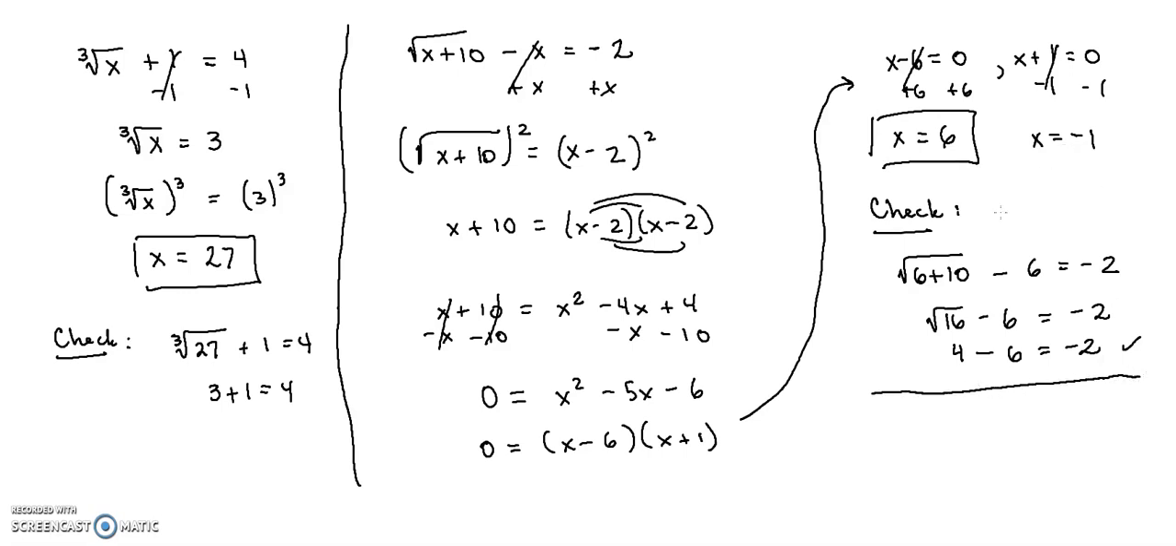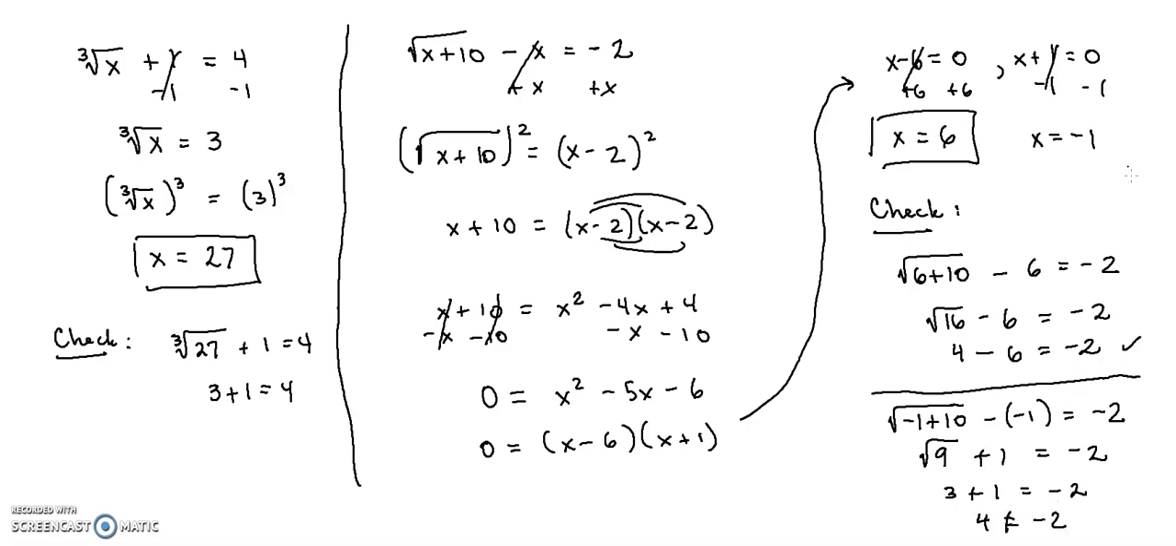And then we're going to check negative 1 in the original equation. So we plug in negative 1. We get square root of 9 plus 1 equals negative 2. That's going to be 3 plus 1 equals negative 2. Nope, that doesn't work. It would have to be negative 3 for this to work. Double check your math. But no, that does not work, and we've got to throw out that solution. Okay, so don't always just throw out the negative one. You actually have to check the answers and see if they both work or if just one of them works.